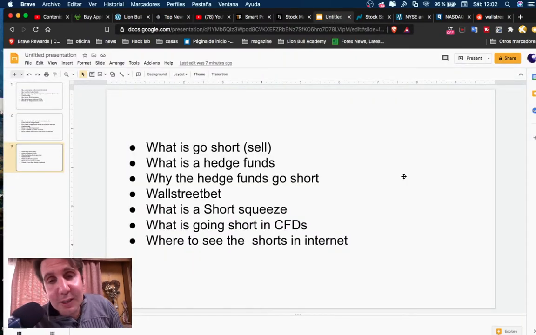Next one, what is a hedge fund? A hedge fund is just a company where many investors who don't know how to trade, or we can say don't know how to invest, give them money. They deposit it inside that company, and that company manages the money, the funds, the deposits, to buy and sell stocks. It's what we normally do alone, but they do it with all the money together.